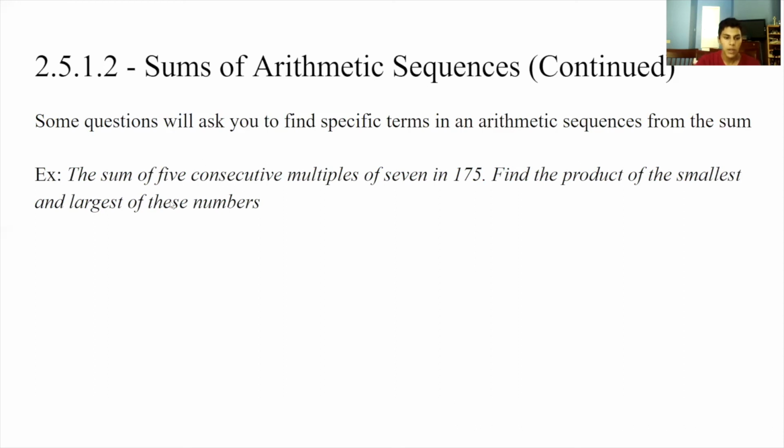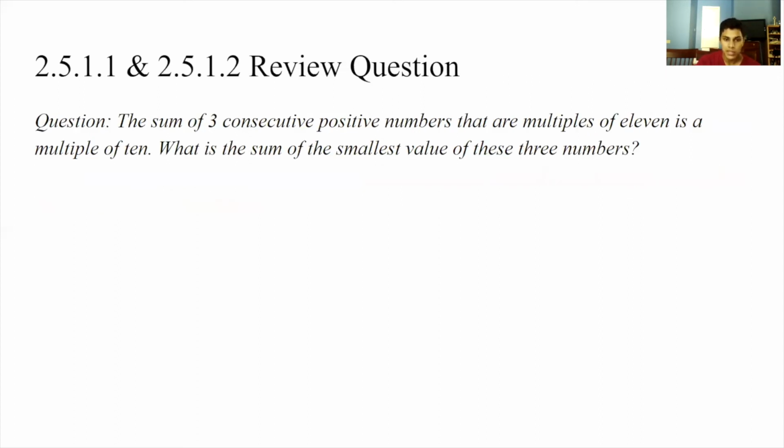So in this example, we knew that the sum of 5 consecutive multiples of 7 was 175. So we used this information to figure out that the median would be 175, which is the sum, divided by the total amount of terms, which is 5. So the median of this arithmetic sequence is 35, and then we used that to figure out what the other terms were and solve the question. And then we did a review question relating to the sum of consecutive terms and arithmetic sequences. And we figured out that the answer to this question was 330.